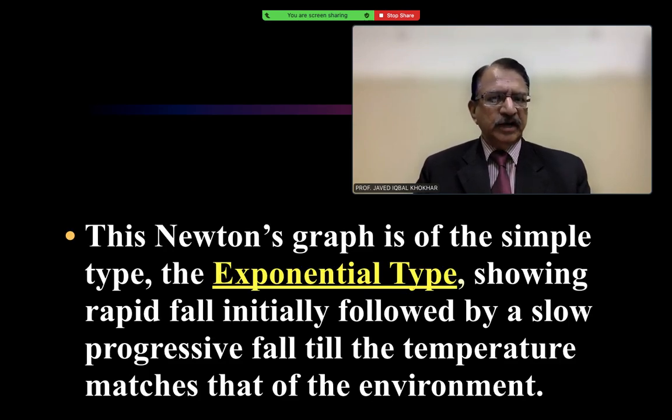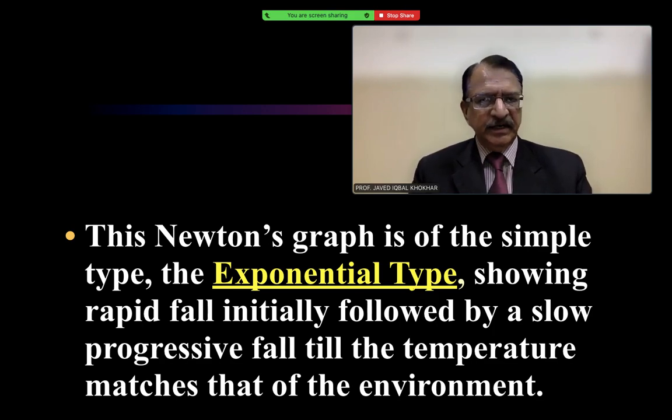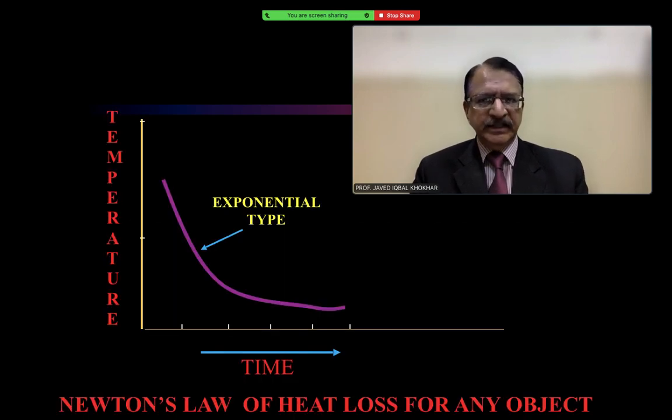So this Newton graph for a metallic object is a simple exponential type. That means initially there is a rapid fall, and then there is a slow progressive fall as the object approaches the environmental temperature. So here you can see it is exponential. Initially for a few hours it is rapid, and then when the body approaches the environmental temperature, the loss is slower.